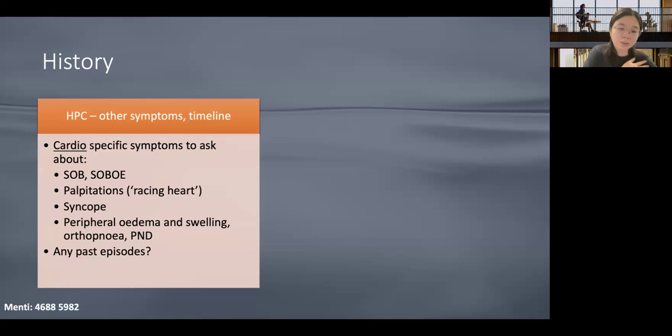Shortness of breath is quite useful in narrowing down your differentials because, for example, in heart failure you can get shortness of breath due to the fluid in the lungs. Palpitations, you always want to ask about. Syncope, because cardiac syncope is quite common. Peripheral edema and swelling, orthopnea, and PND, which are all related to fluid overload in heart failure. And one thing that you often like to ask about is also, has this happened before?